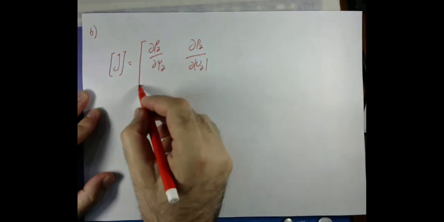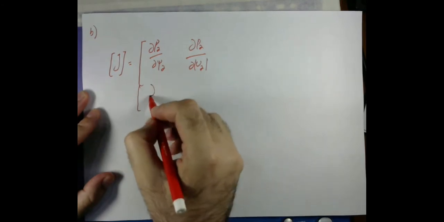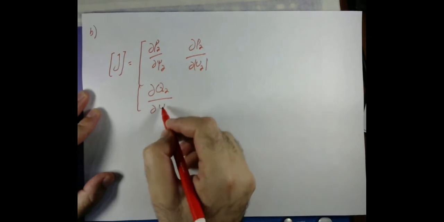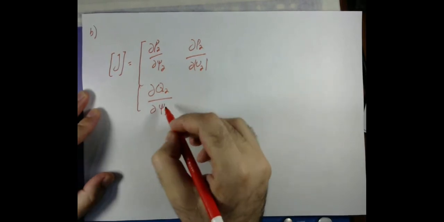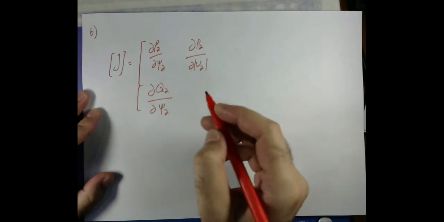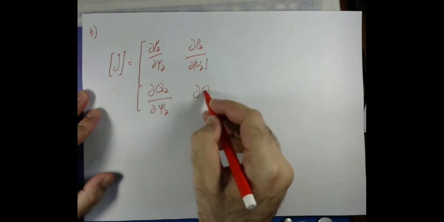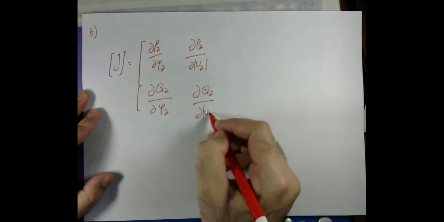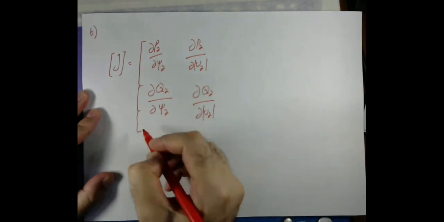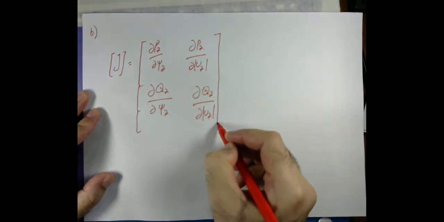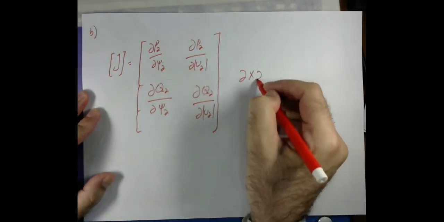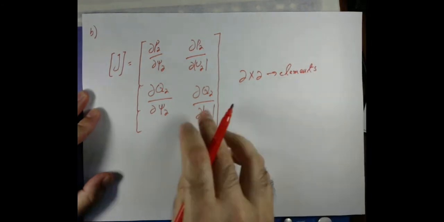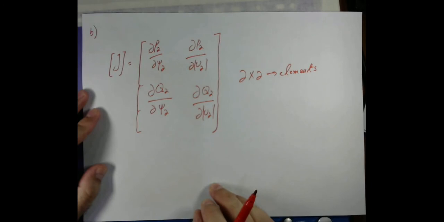magnitude, and similarly the other entries will be the derivative of the reactive power with respect to the angle, and the derivative of the reactive power with respect to the voltage. So this will be a matrix with 2 cross 2 elements. So now that is the Jacobian matrix with 4 entries only.